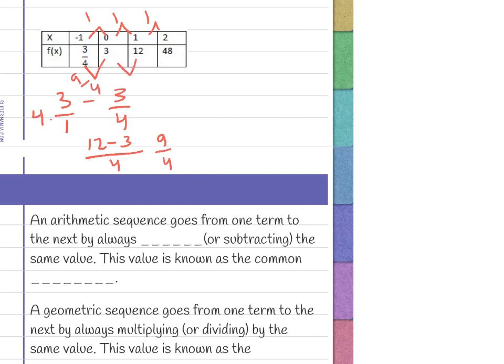And then what's the difference between 12 minus 3? Well, that's going to be 9. And then what's the difference between 48 minus 12? Well, that's going to be 36. And I probably should have done that in a different color. Sorry, guys. I'm going to just go ahead and put a circle around them so that you can see the difference. So these are all the differences.